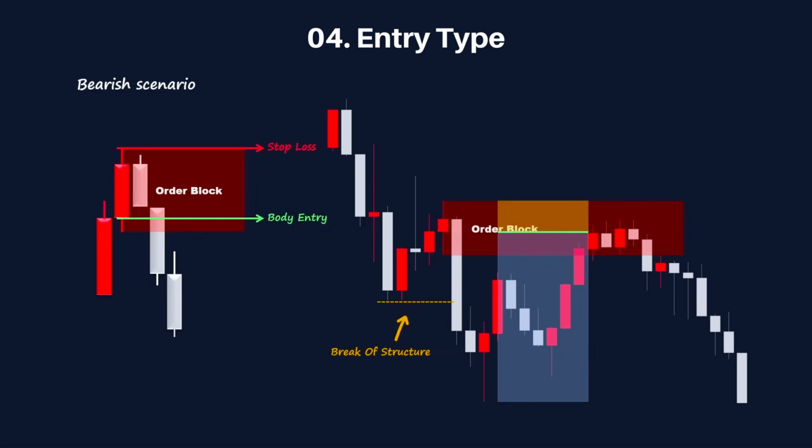Conclusion. That brings us to the end of this lesson. Today, you've learned what order blocks are, why they form, how to identify valid institutional zones, how to avoid low-quality setups, and how professional traders execute high-probability entries using them. Now it's your turn to put these concepts into practice. Open your charts, mark recent liquidity sweeps, identify fresh order blocks, and start analyzing price through the eyes of institutional traders. The more charts you study, the more naturally these patterns will begin to stand out.